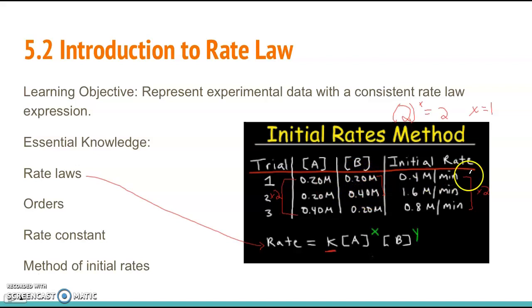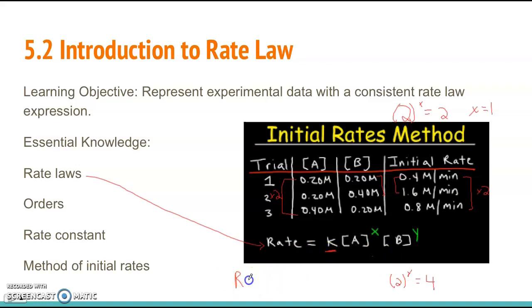And B is doubling, and the rate goes from 0.4 up to 1.6, so the rate is quadrupling. So to find the order for B, we would go the factor by which B is changing, so it's doubling, raised to some power y, equals the factor by which the rate is increasing, which is 4. So you say 2 to the y equals 4, so y has to be 2.